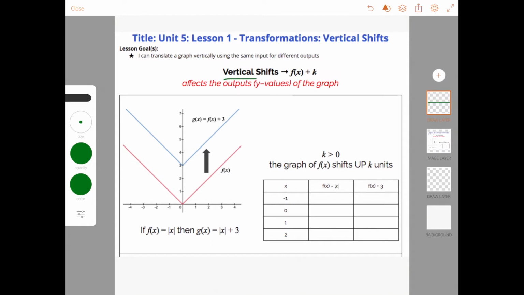And to recognize the function for a vertical shift, you want to look for this variable k being added to our original function. So f of x stands for our original function, and you want to look for a number. So k just stands for any number that is added to or subtracted from our original function. That will result in a vertical shift, which affects the outputs or y values of our graph. And if you remember, an input is an x value and an output is a y value. So just keep that in mind throughout this lesson.